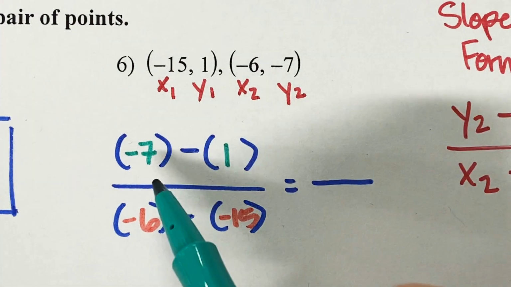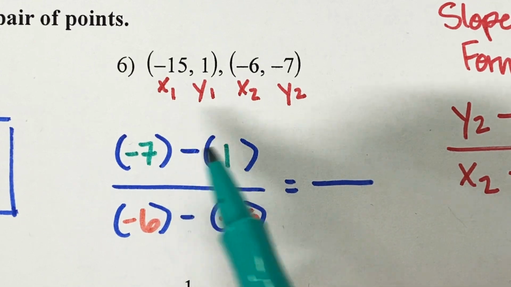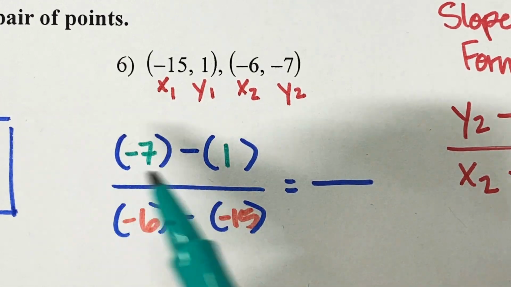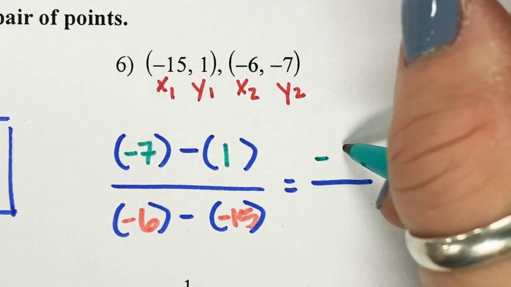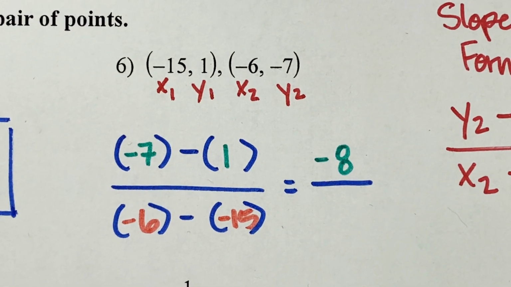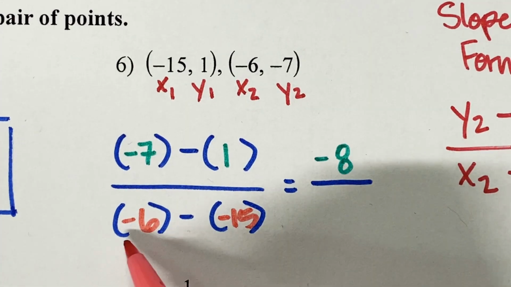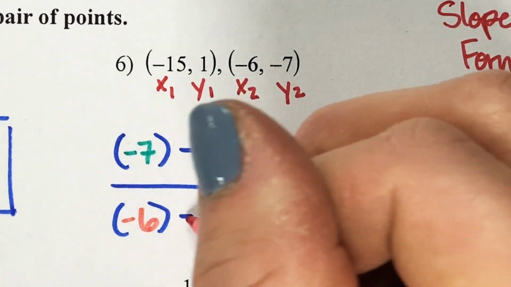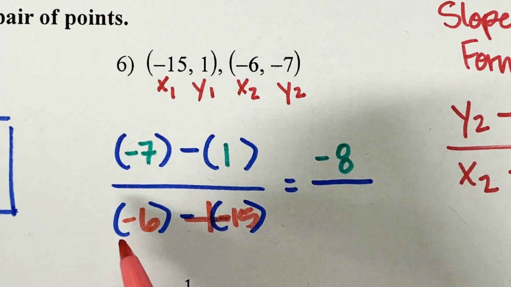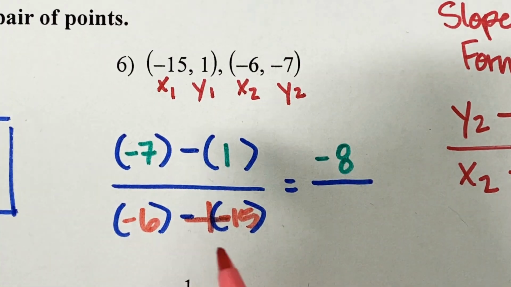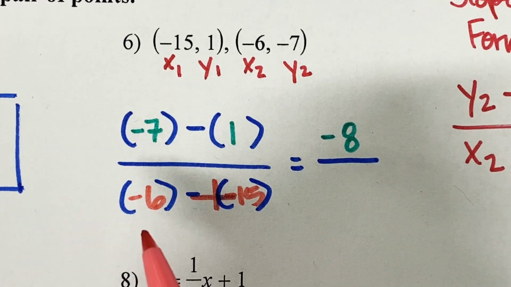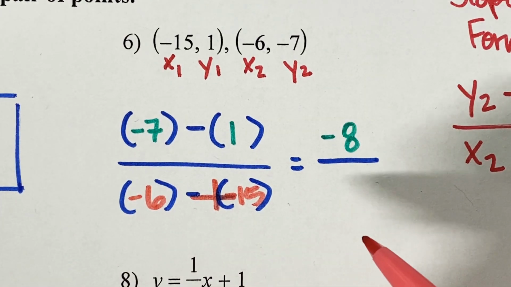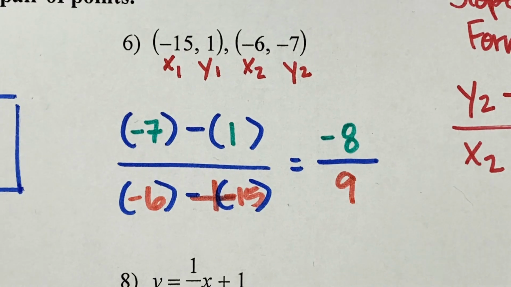Let's go ahead and solve it. On top, I have negative 7 minus 1 more, so I'm getting more negative here. Think I owe you $7, and now I owe you another dollar. How much do I owe you? I'm going to owe you $8, or negative 8. And on bottom, I have negative 6 minus a negative 15. What does this double negative turn into? Positive. So now I have negative 6 plus 15. And remember, you're always welcome to use a calculator, but think I owe you $6, but then I give you $15. How many extra dollars did I give you? I gave you 9 extra dollars.